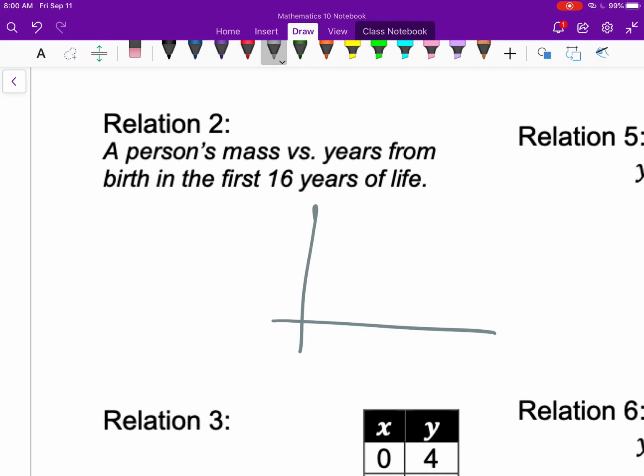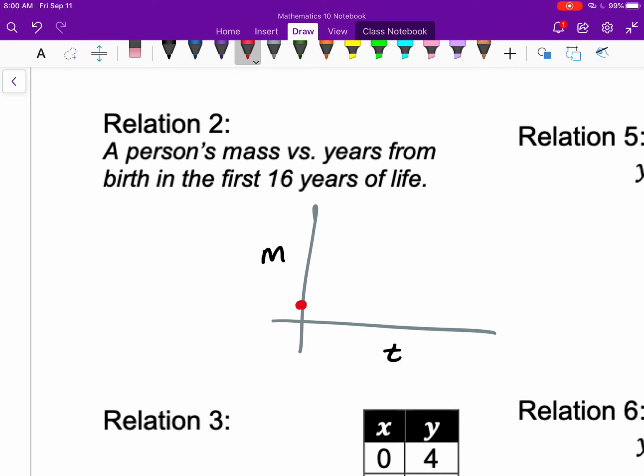Well, again, time is going to be on the x-axis. In this case, mass is going to be on the y-axis. Because as you grow up, your weight changes depending on your age. And so in this case, time is the independent variable, mass is dependent. And what will the graph look like? Well, it doesn't really matter too much. I just have to know if it's linear or not.